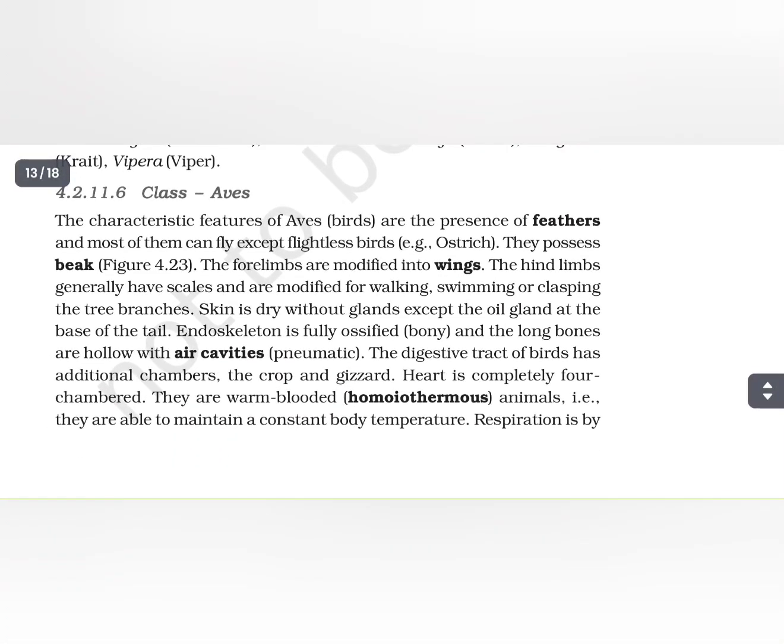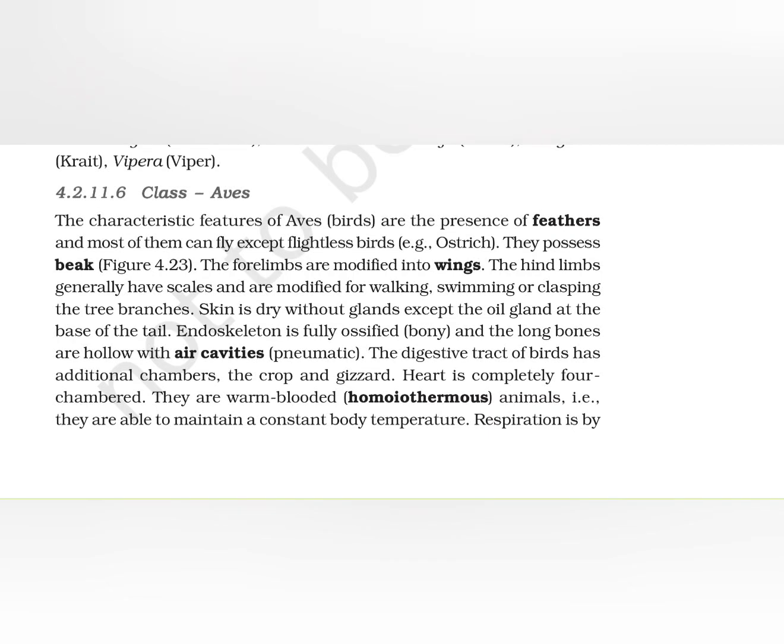Class Aves. The characteristic feature of Aves, birds, is the presence of feathers, and most of them can fly, except flightless birds, example ostrich. They possess beak. The forelimbs are modified into wings. The hind limbs generally have scales and are modified for walking, swimming, or clasping the tree branches. Skin is dry without glands, except the oil gland at the base of the tail.